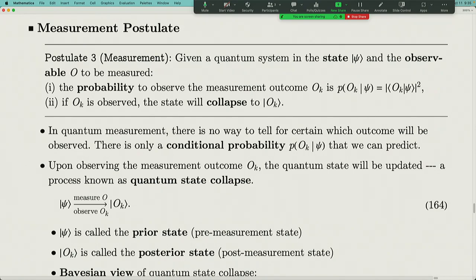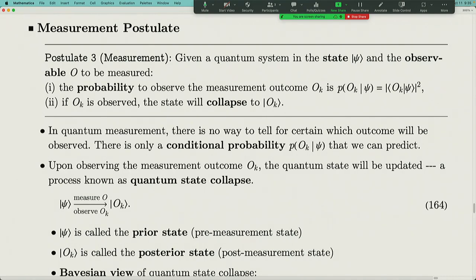First of all, in quantum mechanics, there's actually no way to tell for certain which outcome will actually be observed. It's unlike in classical physics, where you observe something and get a definite number. In quantum mechanics, you get a probability distribution, and then nature will sample the answer for you following this conditional probability distribution. And the conditional probability distribution is the only thing that we can predict in quantum mechanics. So it's intrinsically random and stochastic. Upon observing this measurement outcome, the quantum state will be updated. This process is known as the quantum state collapse.